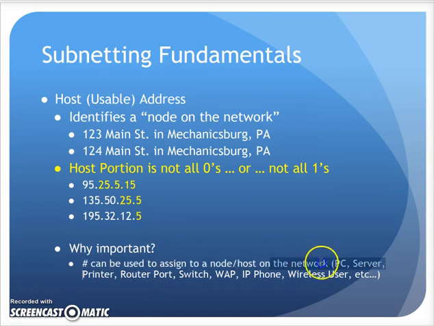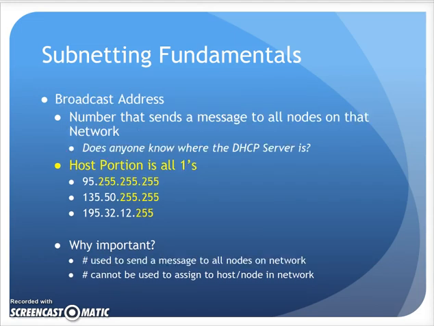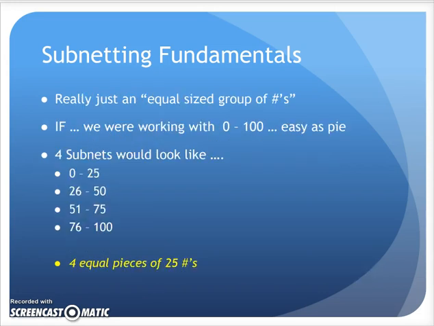Here are finally the numbers or addresses we use to assign to hosts, nodes, printers, servers, access points, IP phones, etc. Things on my network. These are actually the addresses I use to assign to them, these host addresses. So real quickly, remember your network number, host portion is all zeros. Broadcast address, host portion is all ones. A usable host address is, the host portion is not all zeros and not all ones. Okay, these are the ones I can actually use to assign to things in the network. We need to make sure we have those squared away in our brain.